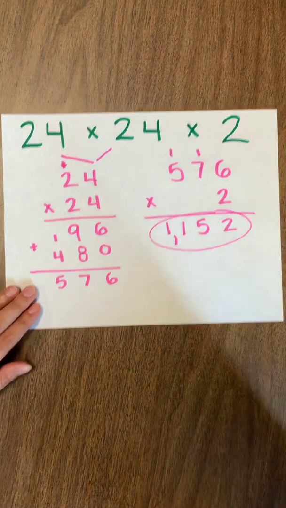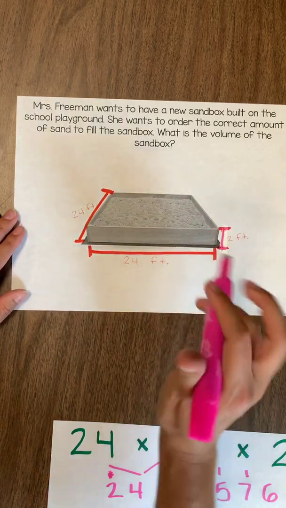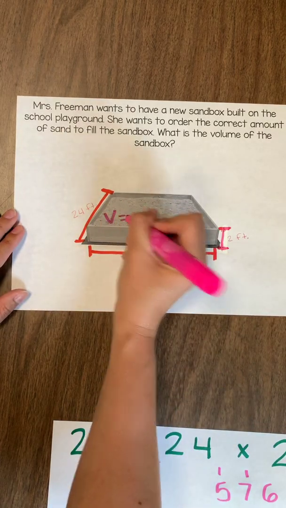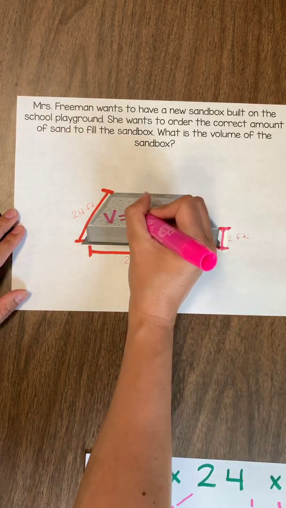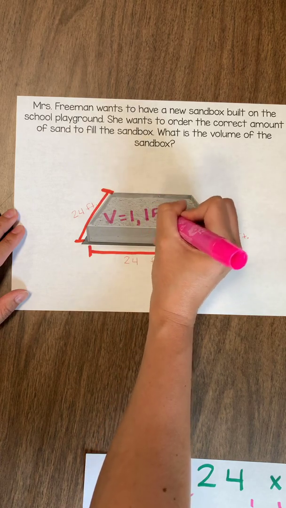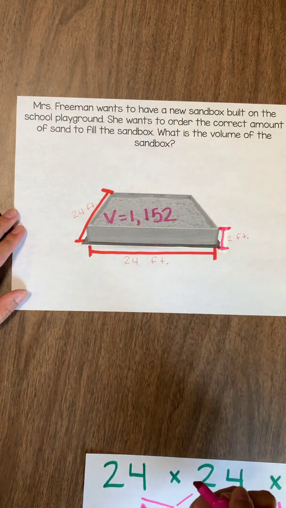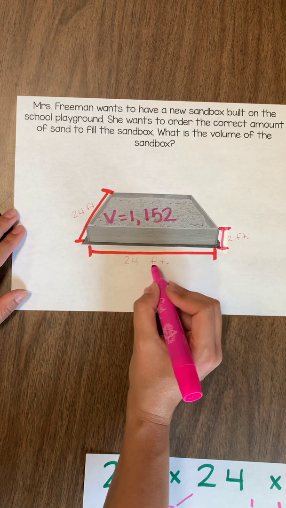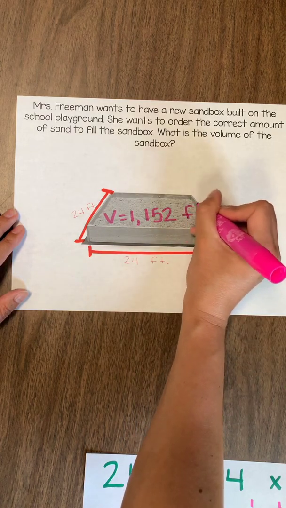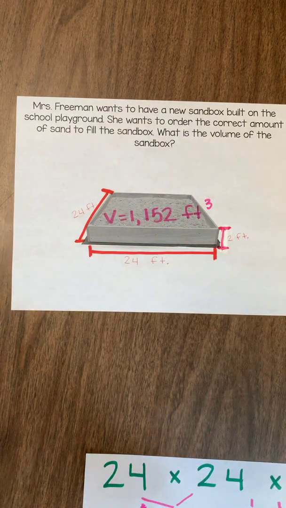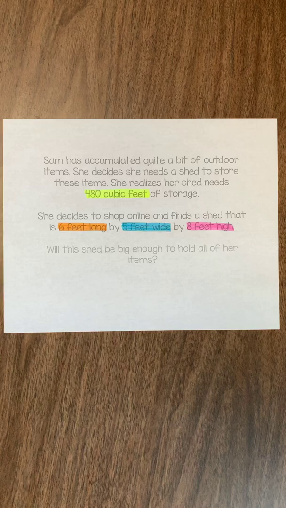So if I go back to the sandbox here, now I know that the volume for this sandbox is 1,152, and I want to properly label it. It was feet, and volume is measured in cubic feet. So the volume of this sandbox is 1,152 cubic feet. All right, I'm sure you're probably getting the hang of this, but we're going to do just a couple more to really get this down.